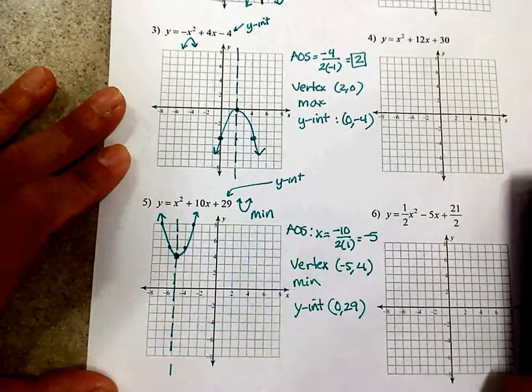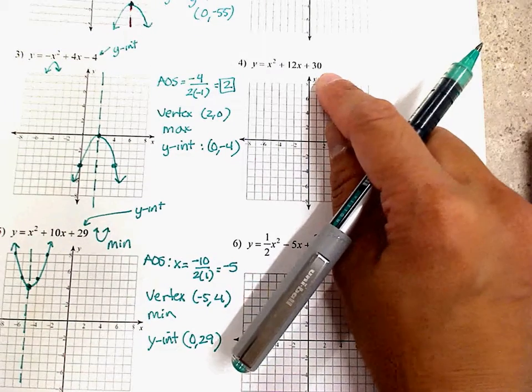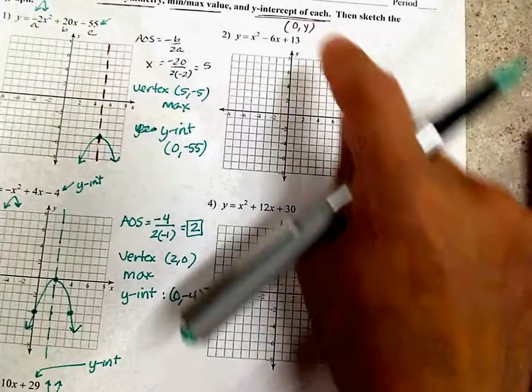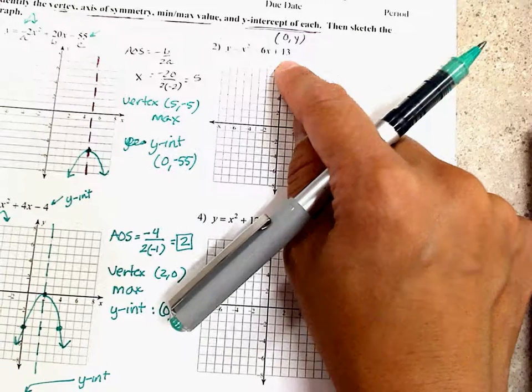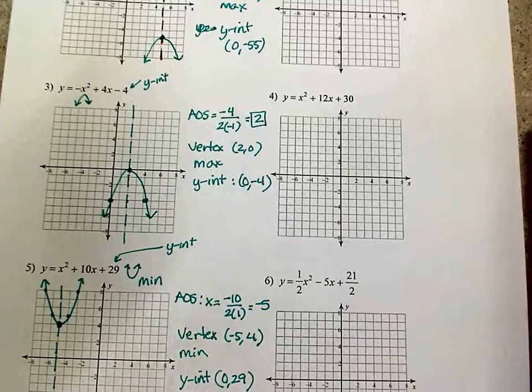McGee, what's your y-intercept on number 4? 30. What's your y-intercept on number 2, Denzel? 13. All right. Can you guys do this? We did 3 together. You guys can do this, okay? Not too bad. All right. I'll stop right there.